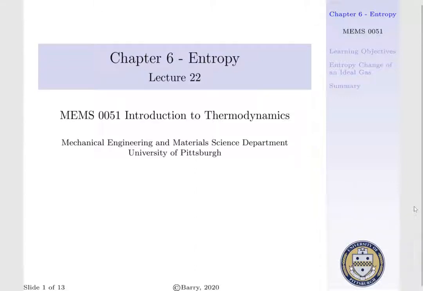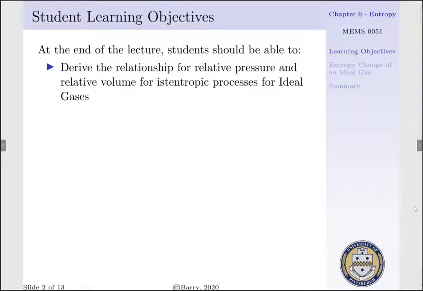Lecture 22 does not cover a section from the text. At the end of today's lecture, you should be able to derive the relationship for relative pressure and relative volume for isentropic processes for ideal gases.